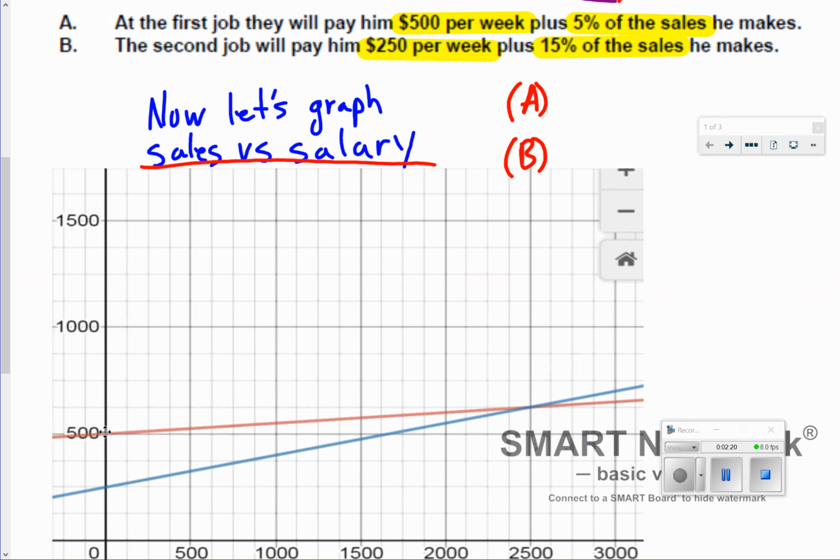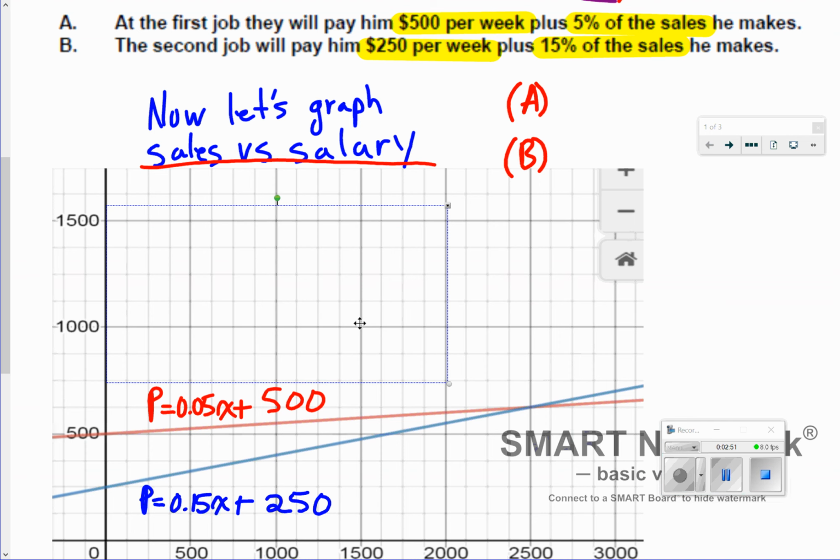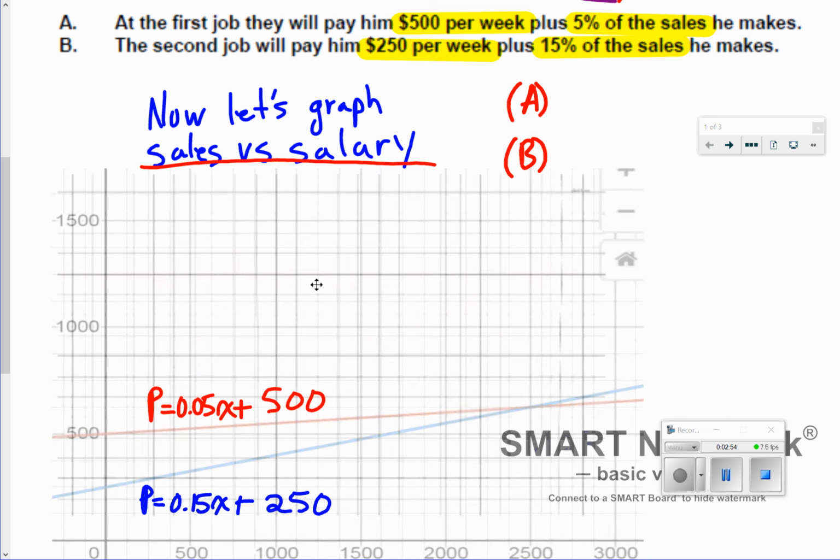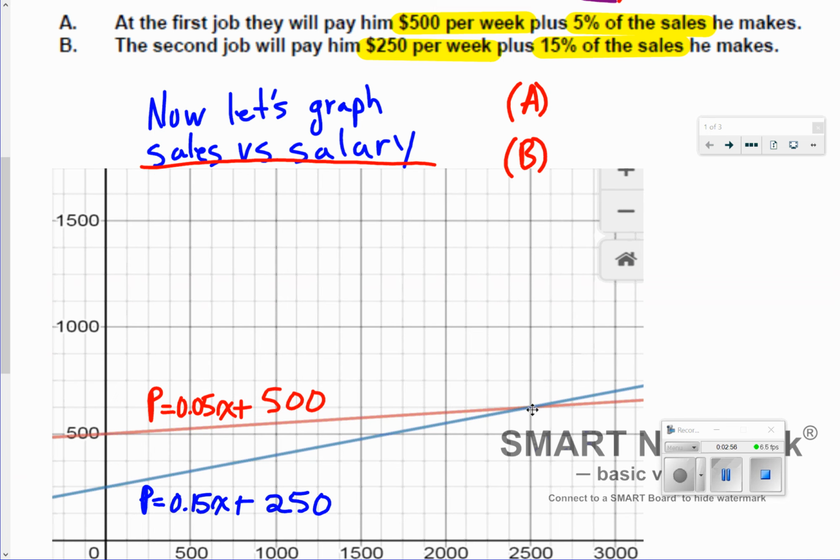So as you can see, the first line is $500 per week. And its rate is 5%, which is less than the 15% on the second graph. So that is our basic equation for our first line, 0.05x plus 500. And our second graph is p is equal to 0.15x plus 250. And we have a point of intersection, which is right here.